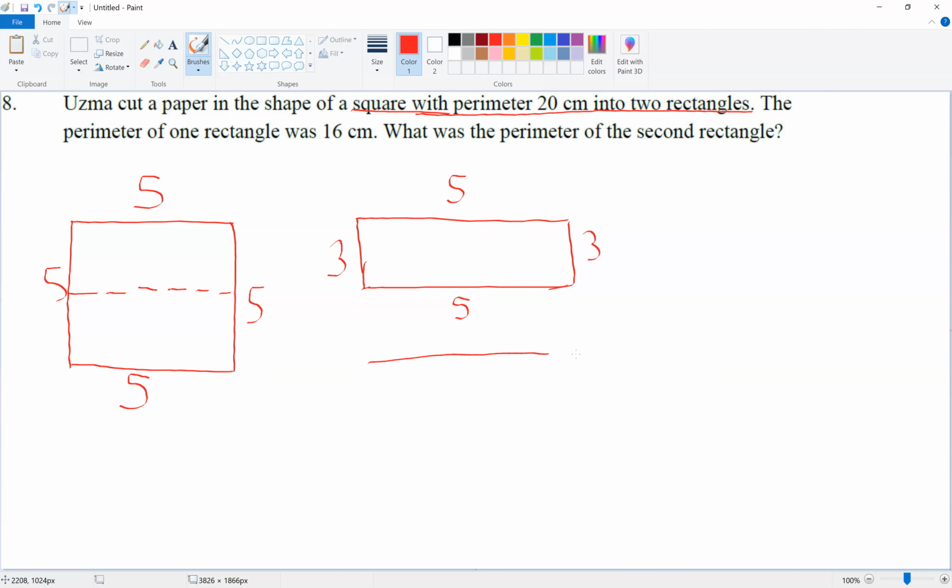So what do you think the other rectangle would be? 5 by 2. So what is that perimeter? The perimeter would be 14. You didn't do this question? I did do it.